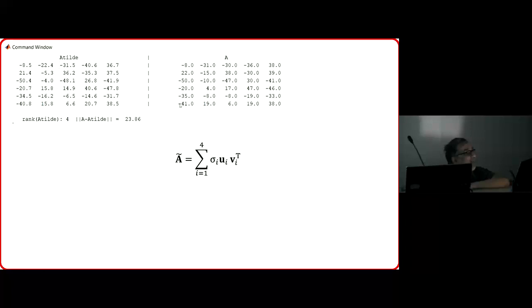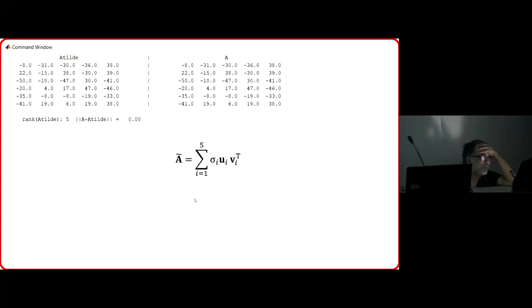And this A tilde is even closer to A. But it's a rank 4 matrix. What's the rank of A? 5. Last iteration. A tilde is exactly equal to A. Right? So this is the summation i equals 1 through 5 sigma i ui vi transpose. The previous one was i equals 1 to 4 and so on. So you see how it converges to A gradually.